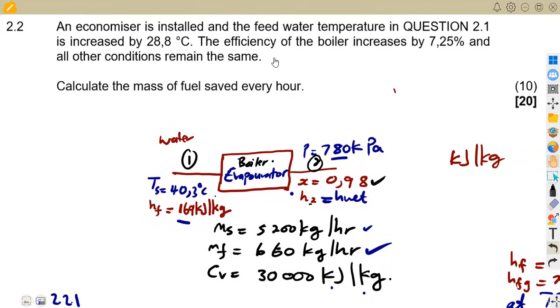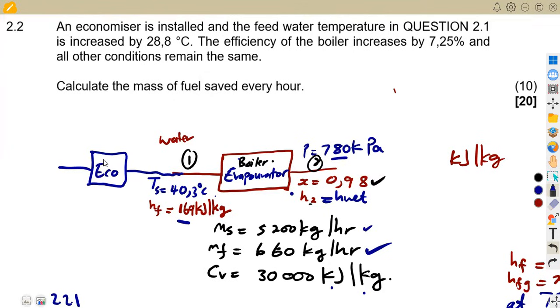Take note. There is an economizer which was being installed, and the feed water temperature in question 2.1 is increased to 28.8 degrees Celsius. All right. So remember what I was saying before, that in actual sense, we are supposed to have an economizer on the first place here, an economizer to the boiler in this case.